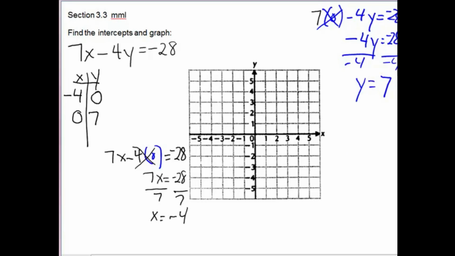So now we'll plot -4, 0. The x-intercept should land on the x-axis. It does. And then 0, 7. So don't go over, but go up 7. So we're a little bit off. And then we'll connect the points to have our graph.